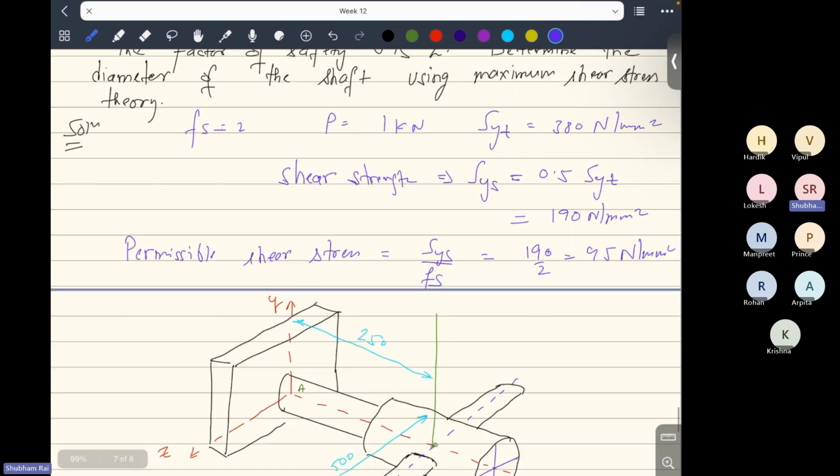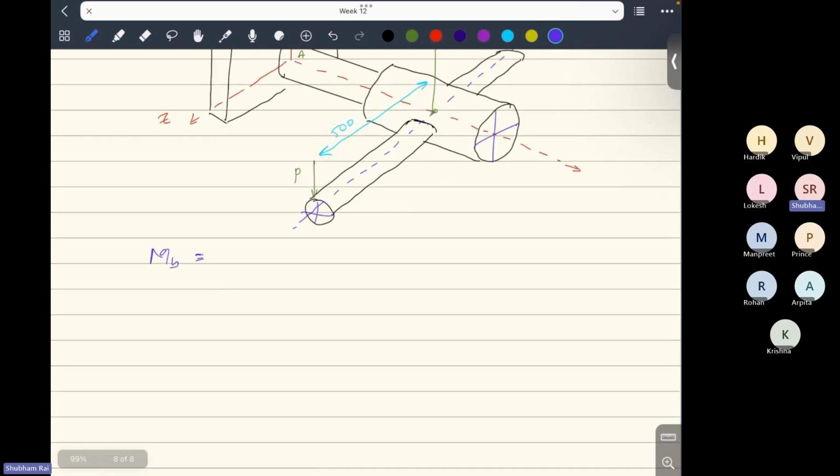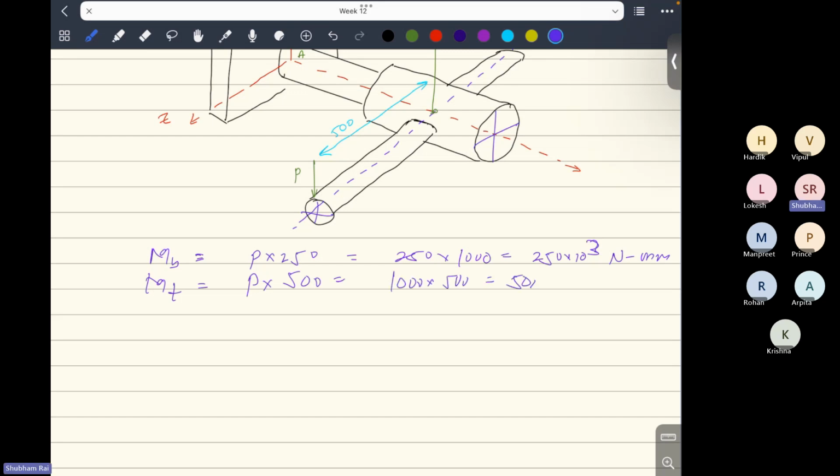Now the moment due to bending is P into 250, which is 250 into 10 to the power 3 Newton mm. And the moment due to torsion, the torque that is acting, is 1000 into 500, so this is 500 into 10 to the power 3 Newton mm.